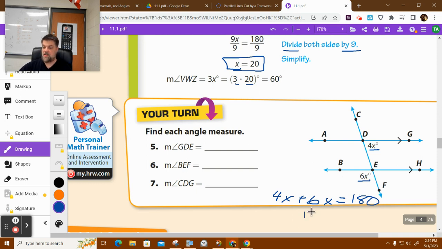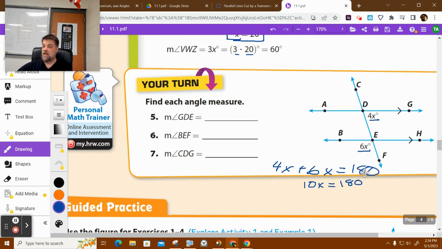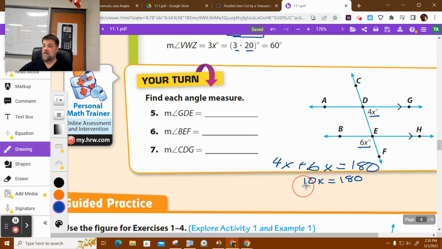So anyways, 4x plus 6x equals 180, right? So I combine like terms. I get 10x equals 180. Now what do I do, guys? Maybe try to divide by 10. Yep. So we divide by 10 and we get x equals 18. The thing is, though, this is 4 times 18. So I'm going to say 4 times 18. What's that? Does anybody know off the top of their head?